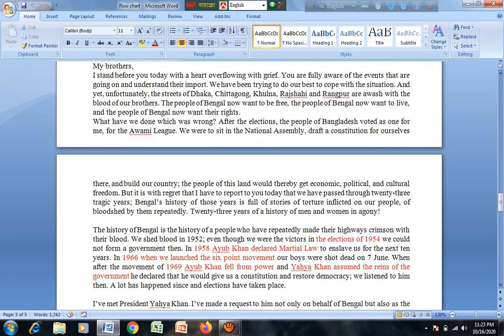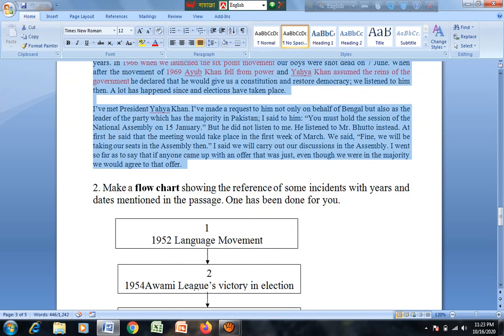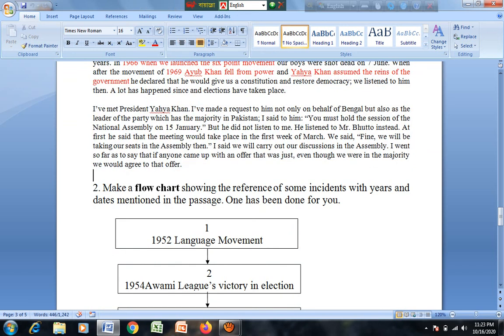Suppose we have gone through the passage, and just look at the question here. Question number 2. Make a flowchart showing the reference of some incidents with years and dates. Just years and dates mentioned in the passage. One has been done for you.